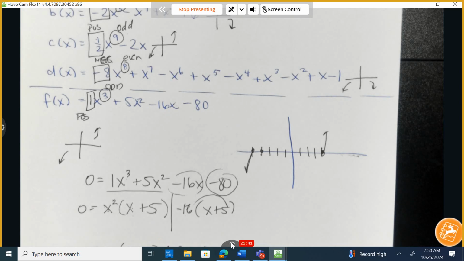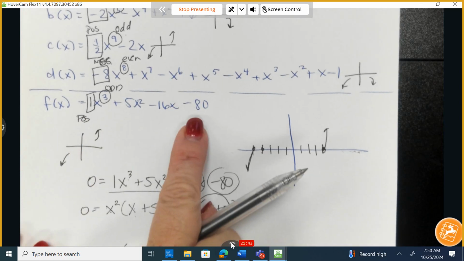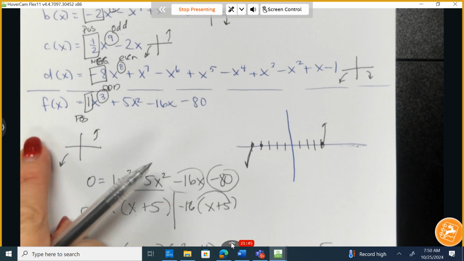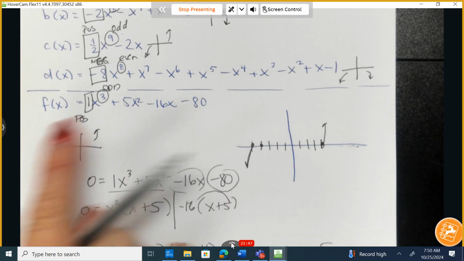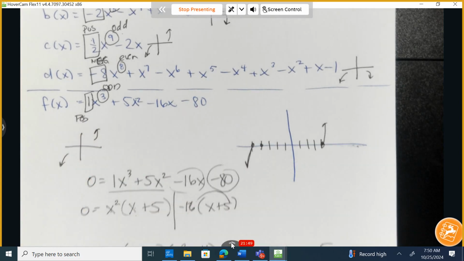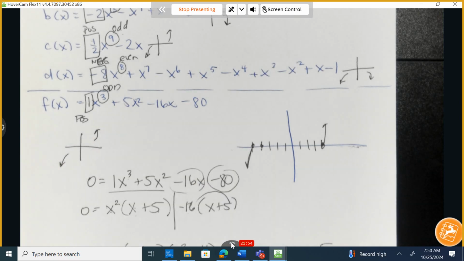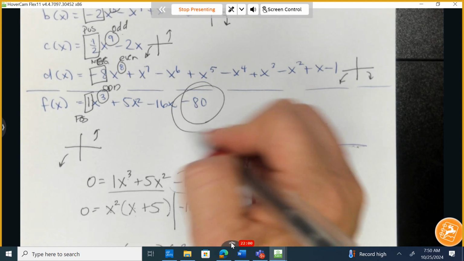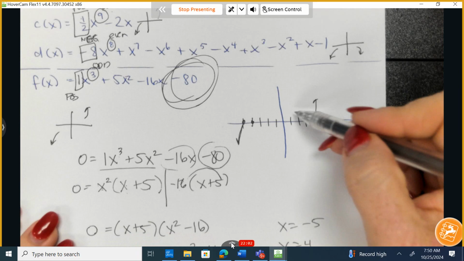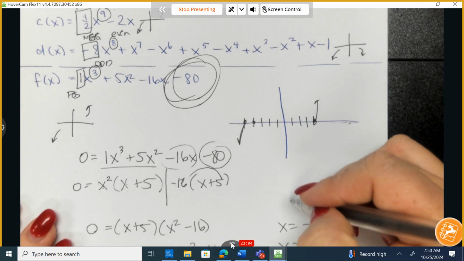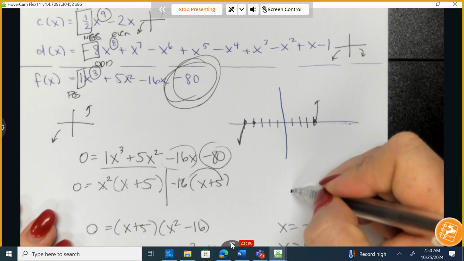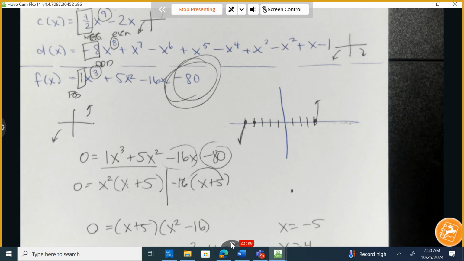I also know one more thing looking up here. Let's see who is really listening today. What's one more thing I know about this? So turn to your partner. You have 5 seconds. Go. What's one more thing I have not put on my graph that I know? I know the y-intercept. What's the value? Negative 80. Now, there's no way I'm going to count down to negative 80. I know it's way down here somewhere, so I'm just going to give a rough estimate, like way down here.